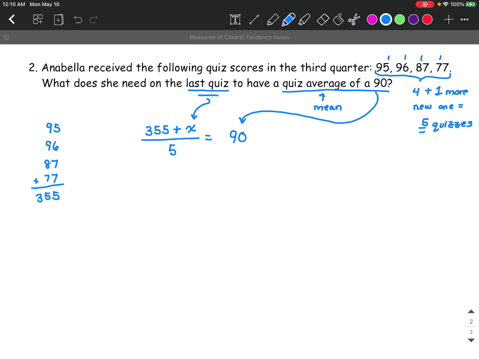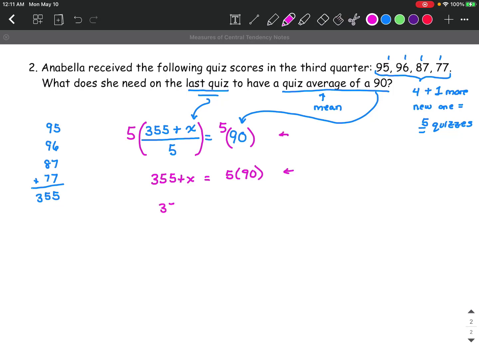Now I'll be honest, some people automatically jump and say, oh, it's 5 times 90 because I know the 5 scores have to add up to 90 times 5. And where did they get that from? It's solving the equation. They're multiplying both sides by 5. Do I care which way you do it? No, I do not. So if you start here, that's okay with me. That's the same as starting at that blue equation there.